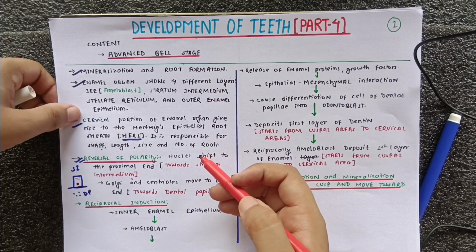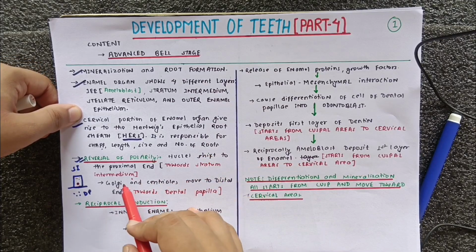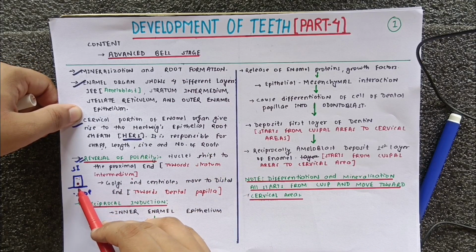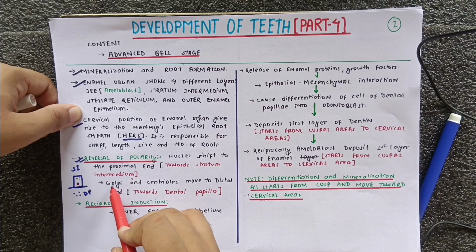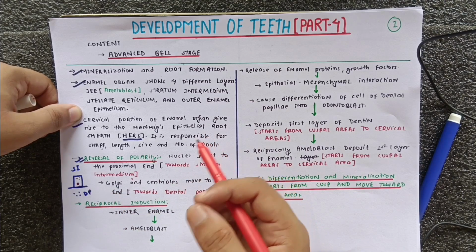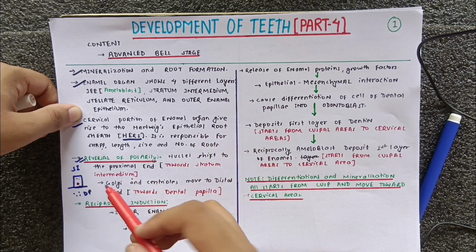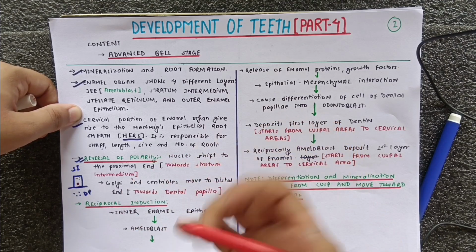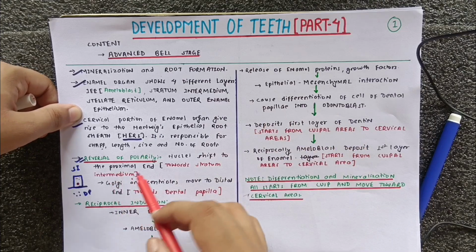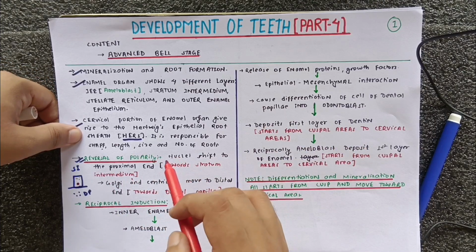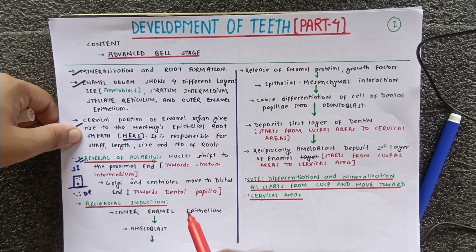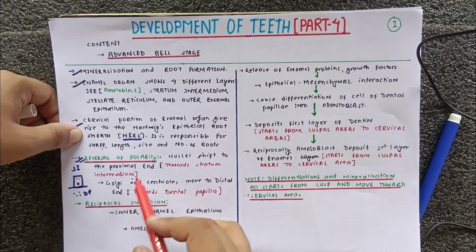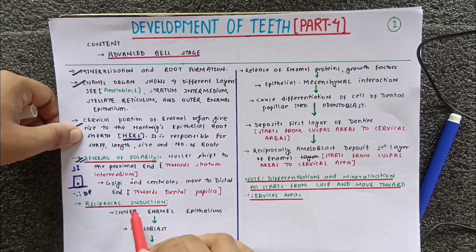And the significance of this reversal of polarity is that the movement of the Golgi and the centrioles to this side allows them to release different kinds of proteins, the enamel proteins. Through those proteins there would be differentiation of the cells in the dental papillae into odontoblasts. So that is the significance of this reversal of polarity, but we will discuss it properly in the amelogenesis chapter.